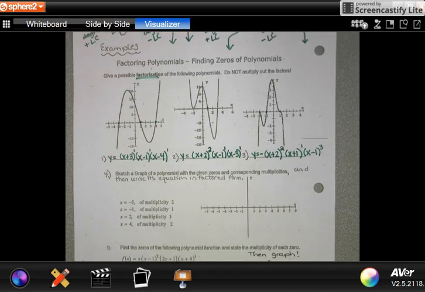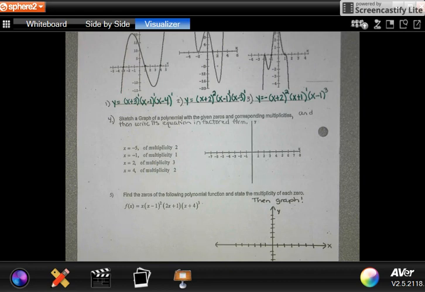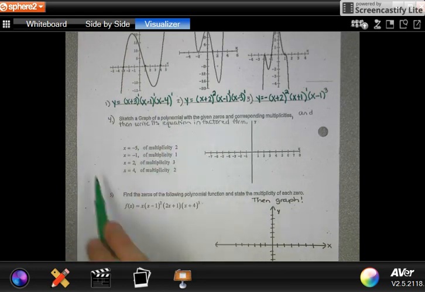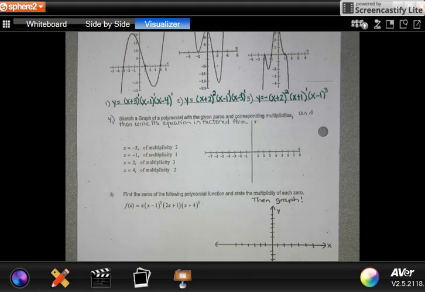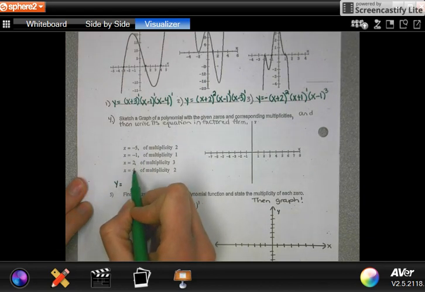On the second part of the worksheet that you're going to do tomorrow, I'm going to ask you to graph. All right, so for number 4, I want you to sketch a graph of the polynomial with these multiplicities, and I also want you to write this equation in factored form. So first I'm going to start by writing out the equation. So these are all of your zeros, okay?